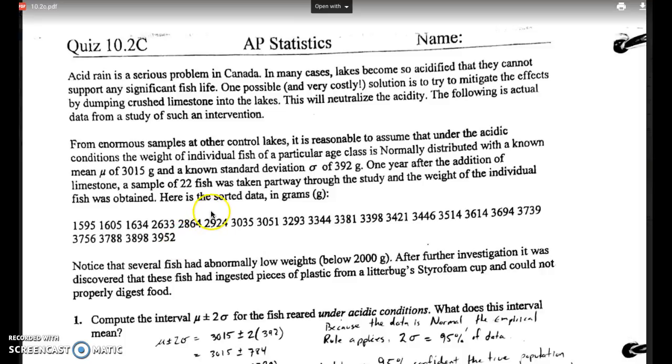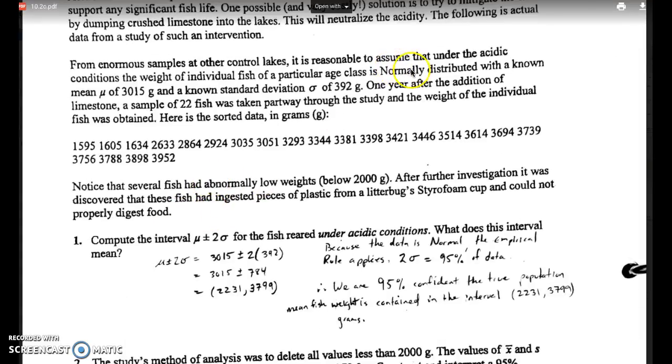From enormous samples at other control lakes, it is reasonable to assume that under the acidic conditions, the weight of individual fish of a particular age class is normally distributed with a known mean of 3,015 grams and a known standard deviation of 392 grams. 1 year after the addition of limestone, a sample of 22 fish was taken partway through the study and the weight of the individual fish was obtained.